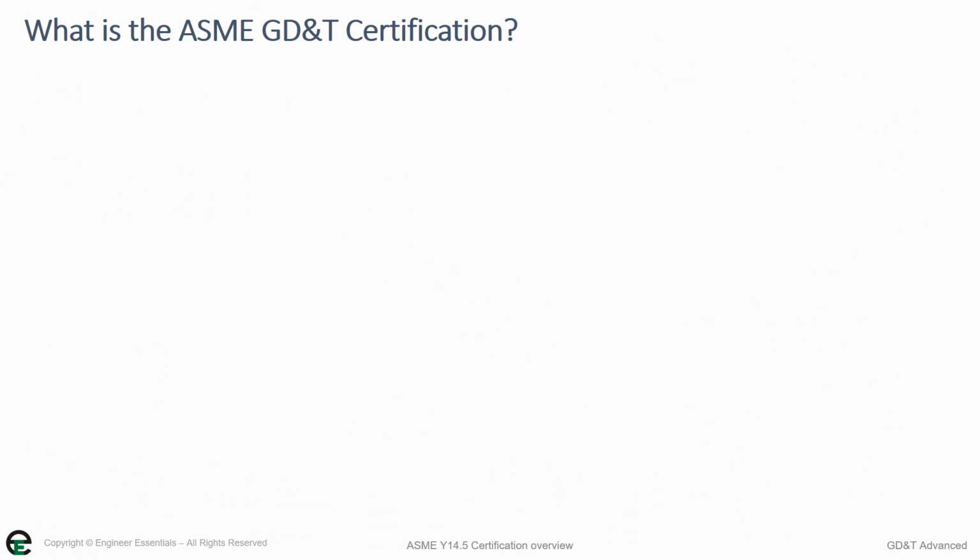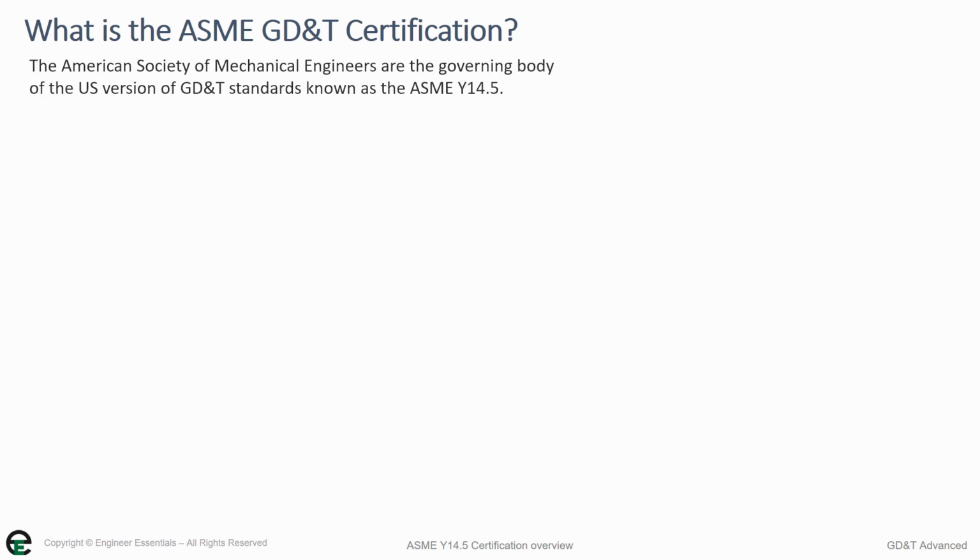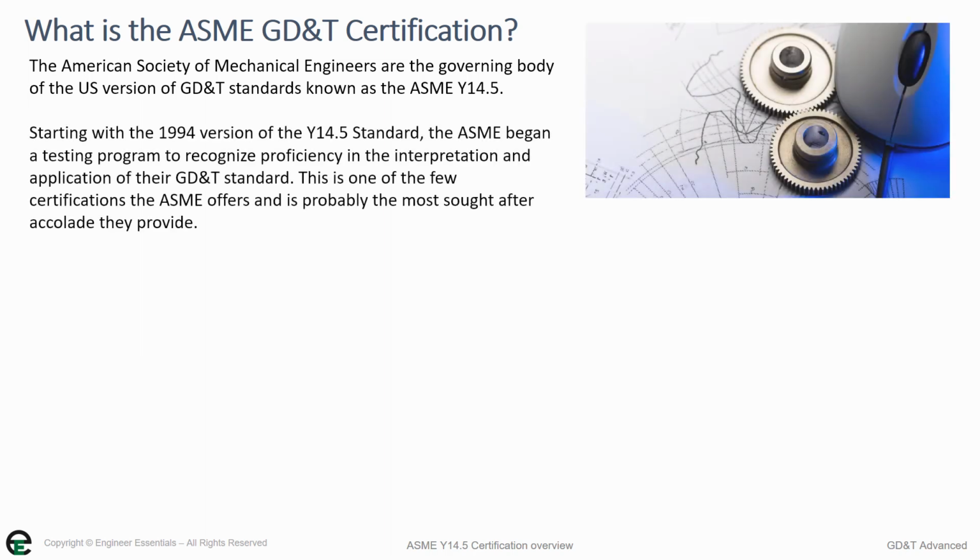So first of all, what is the ASME GD&T certification? Well, the American Society of Mechanical Engineers are the governing body of the US version of the GD&T standards, known as the ASME Y14.5. This entire course is built around this single standard. Starting with the 1994 version of the Y14.5 standard, the ASME began a testing program to recognize proficiency in the interpretation and application of their GD&T standard. This is probably one of the few certifications the ASME offers, and is probably the most sought-after accolade they provide.